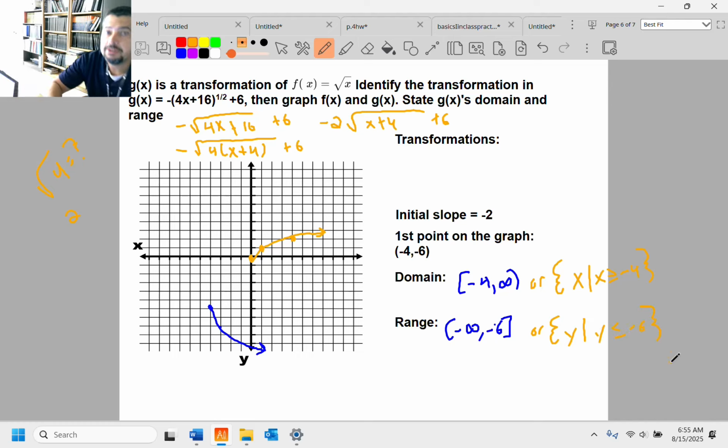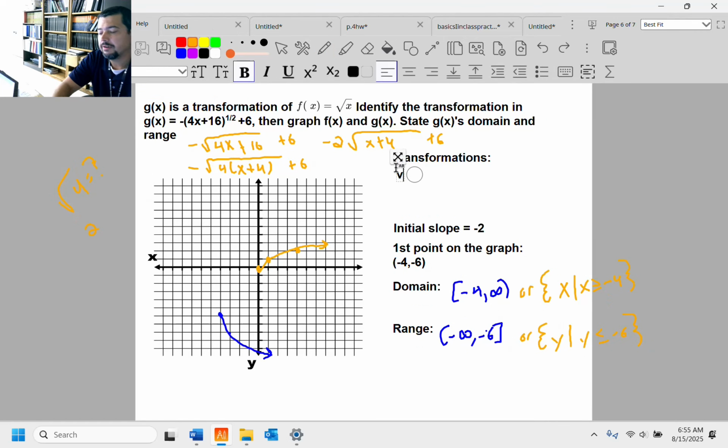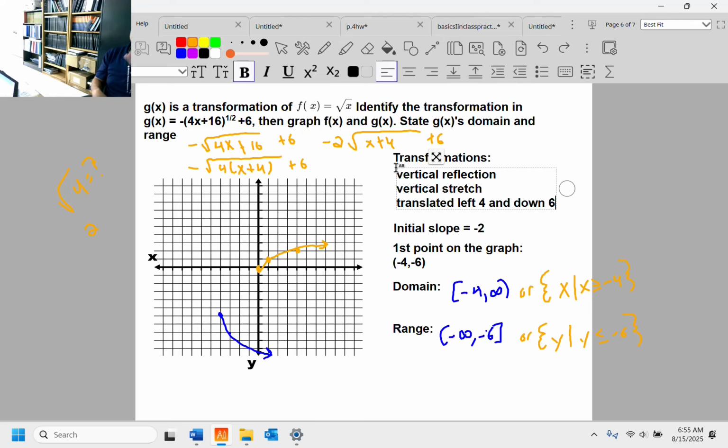Now what transformations are present? If you look at the difference between the orange and blue function, you'll see them. It has been reflected. There is a vertical reflection. It has been stretched. Even though it's opening down, it's still taller, so there is a vertical stretch. And obviously, it's been moved. It's been translated left 4 and down 6. And there's your 4 transformations.